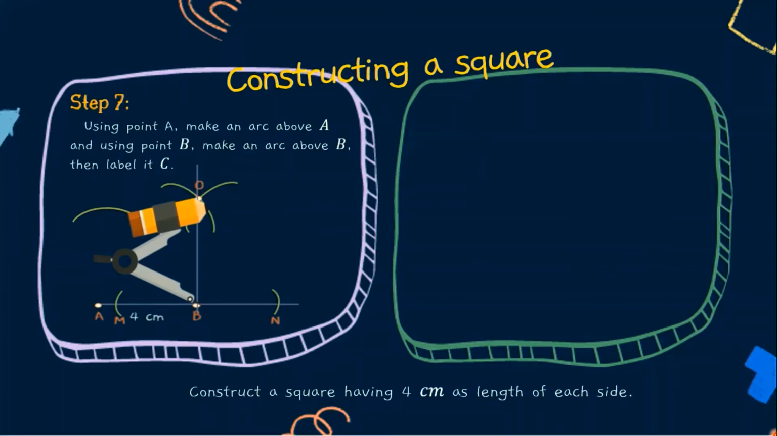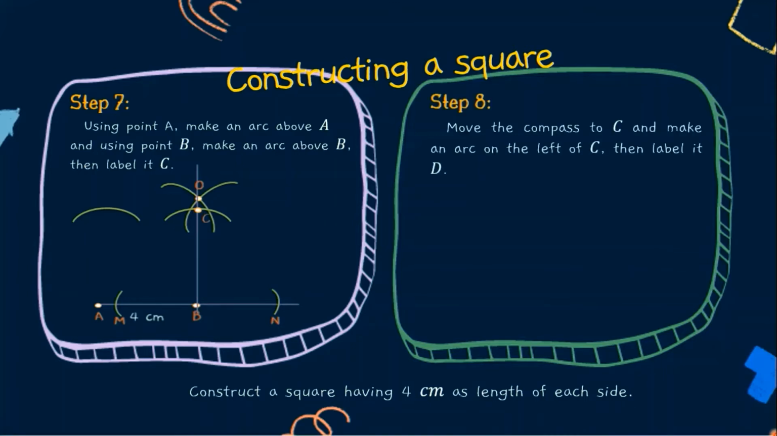Next, lagay naman natin yung ating compass. Same width, huwag nyo nang baguhin, 4 cm. Itapat naman natin yung pointed tip dito sa B and then draw another arc. Then, lagyan natin ng isang point yung point of intersection nitong arc na ito dito sa ating B and label it as point C.